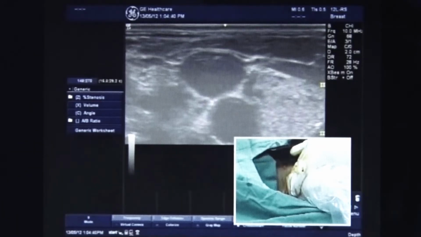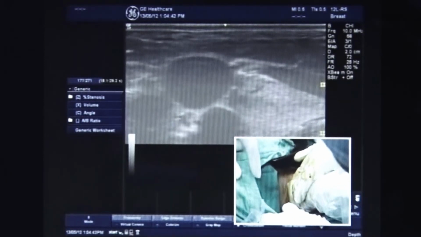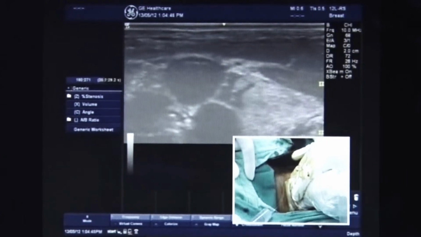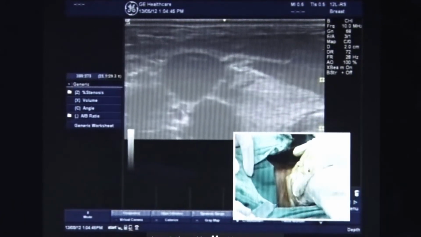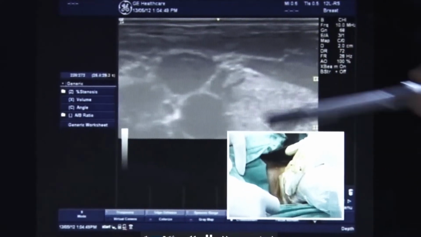So now we are going to see the introduction of guide wire under ultrasound guidance. It's a protocol nowadays that all punctures have to be done real time under USG guidance. So here we can appreciate the vein, and this is the artery.